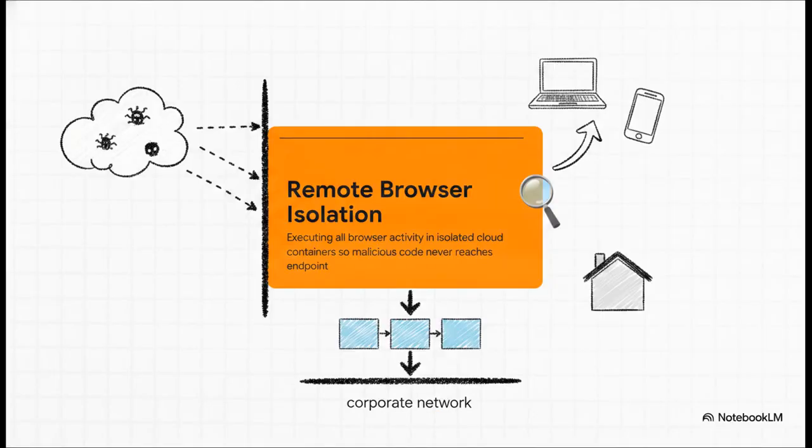So, to make sure we're all on the exact same page, let's talk about what Remote Browser Isolation, or RBI, actually is. Basically, this is the practice of executing all of your browser activity inside isolated cloud containers. The whole goal here is making sure malicious code literally never touches your actual device. I want you to think of this like a digital air gap. Instead of your own laptop doing the heavy, risky lifting of loading a sketchy website, a totally disposable container out in the cloud does all the dirty work for you. It's a physical and logical gap between the Wild West of the internet and your safe corporate network.